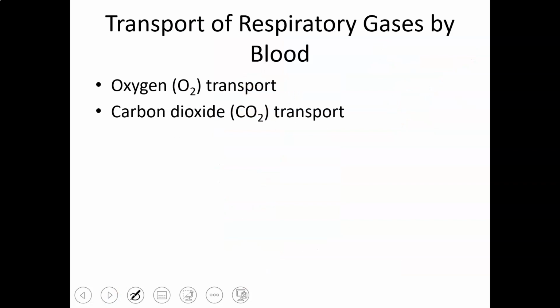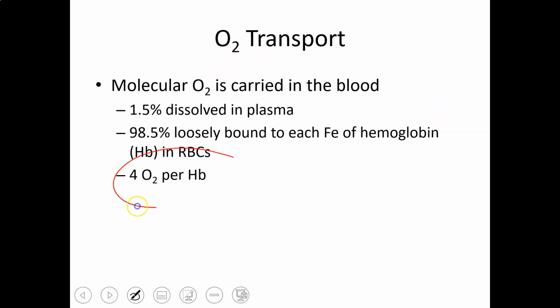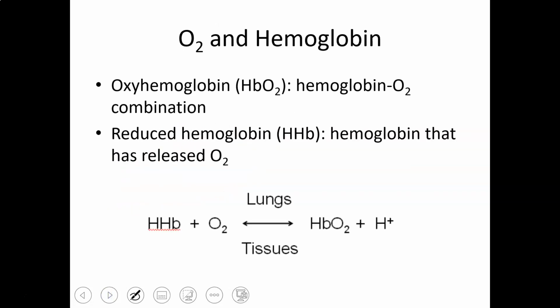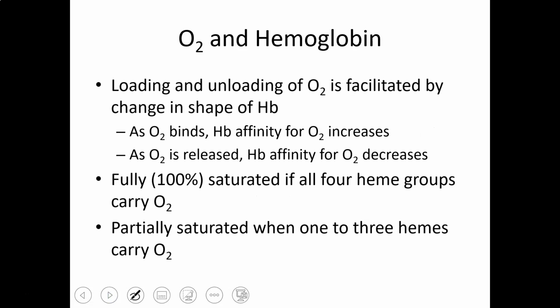Oxygen and carbon dioxide are transported in the blood. Oxygen is carried by hemoglobin. How does that work? Well, oxygen binds to hemoglobin. As one oxygen sticks to the hemoglobin, it changes the shape a little bit, and that makes it easier for the hemoglobin to stick more. It's positive feedback. The hemoglobin is fully saturated if all four heme groups have oxygen.